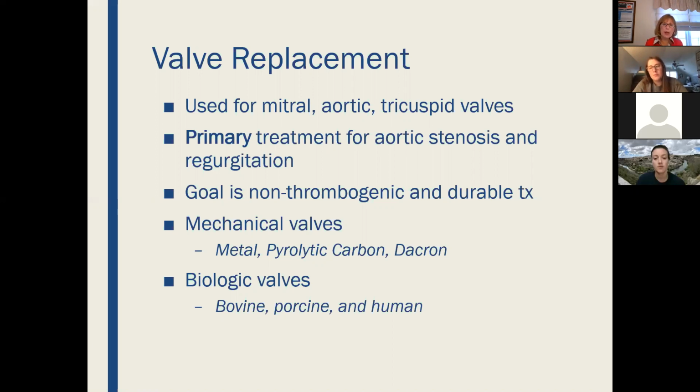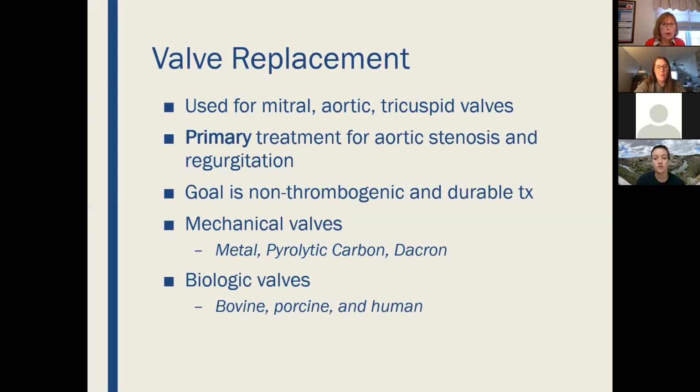So we can do mechanical valves. They're good. They're metal, they're pyrolytic carbon, they're Dacron, that's synthetic polyester. That's what it is. We can do biological. We can give you a human valve if somebody has died and you need it and you're at a center where they do that. They'll transfer a human valve into you and see if that works. It's a small window that you can deal with that, but they can give it to you.